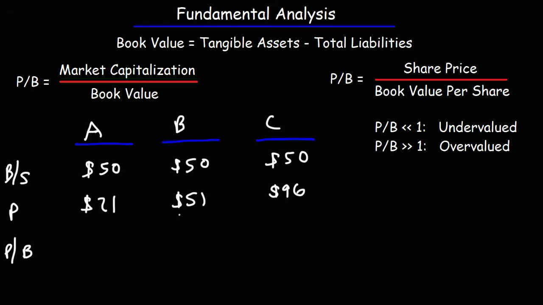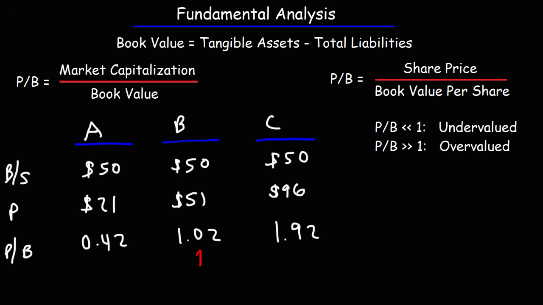Now let's calculate the PB ratio using this formula. So it's the price of the stock divided by the book value per share. So for Company A, it's 21 divided by 50. Thus the PB ratio is 0.42 for that company. For B, it's going to be 51 divided by 50, which is 1.02. And for C, it's 96 over 50. Well, technically, there really shouldn't be a dollar symbol. It should just be a number, since it's simply a ratio. And for C, it's going to be 1.92.